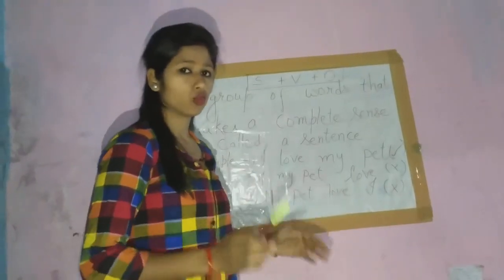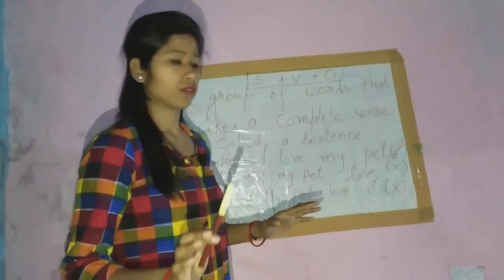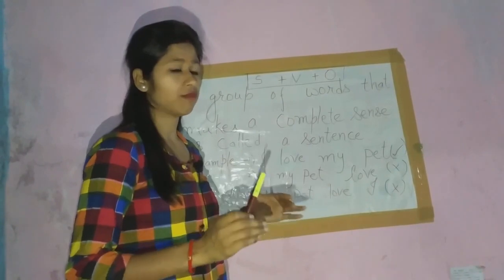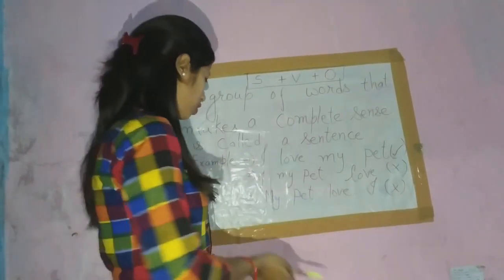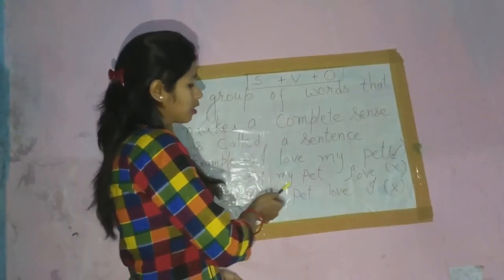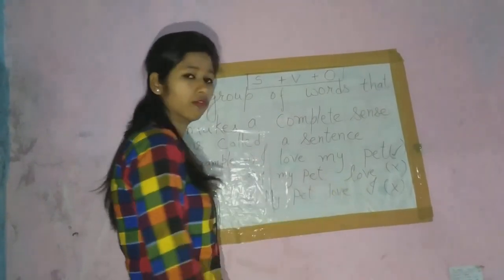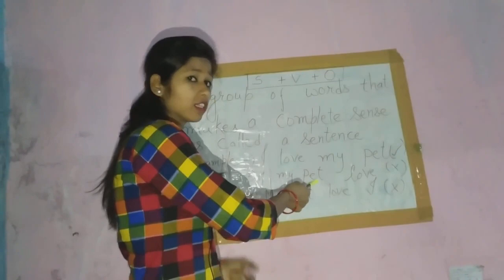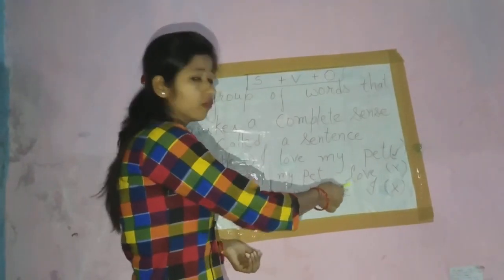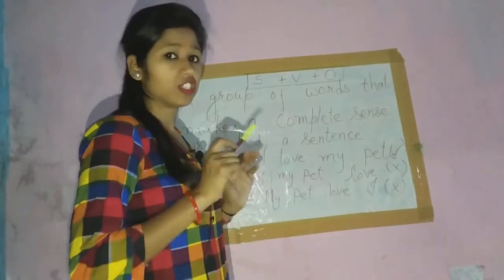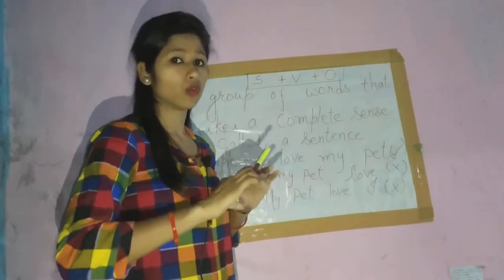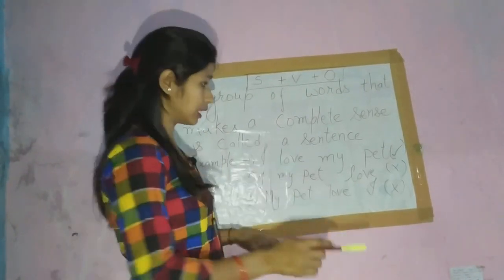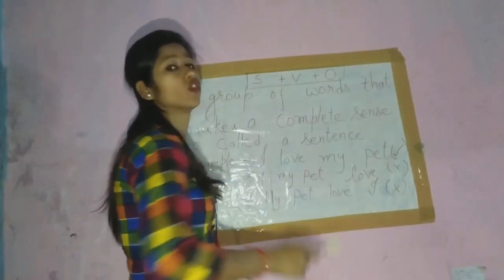I have used the same group of words, but I have changed them, interchanged them. Do you see? I, my pet, love. Here I is subject, my pet is object, and love is verb. This is not the correct rule to make a sentence. Then it is wrong. This cannot be said to be a sentence.